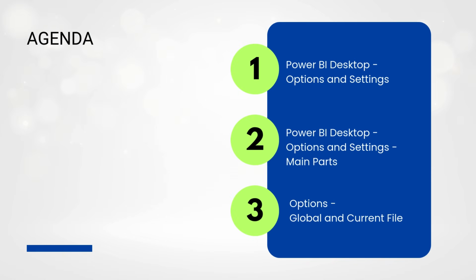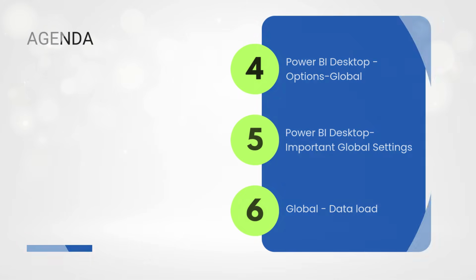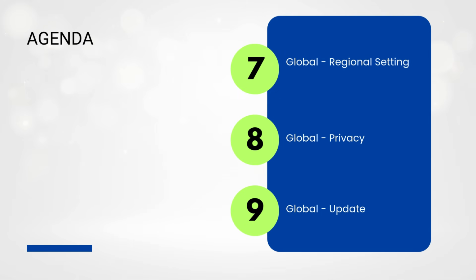Here is what we will cover step by step. Options and settings in Power BI Desktop, the main parts of options and settings, global vs current file settings, key global settings you should configure, and the most important settings: data load, regional settings, privacy, updates, save and recover, and Copilot.